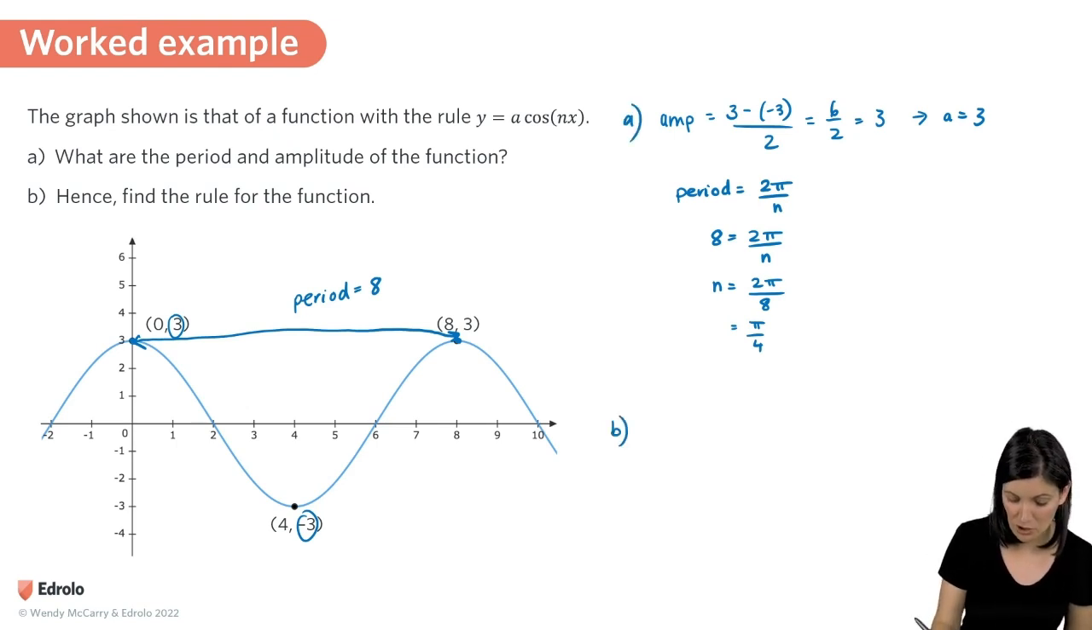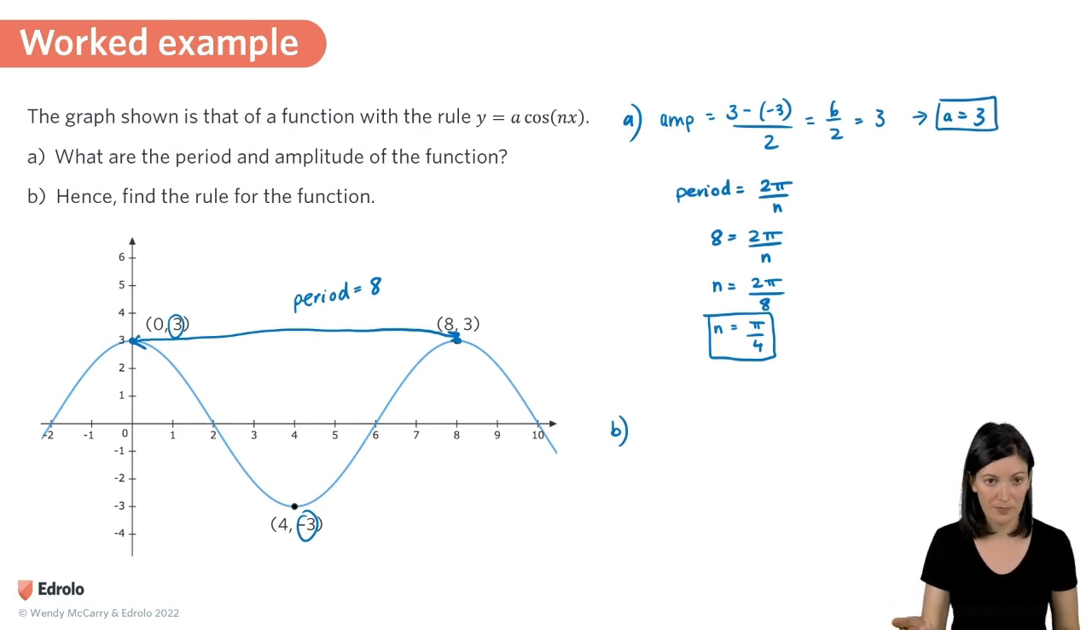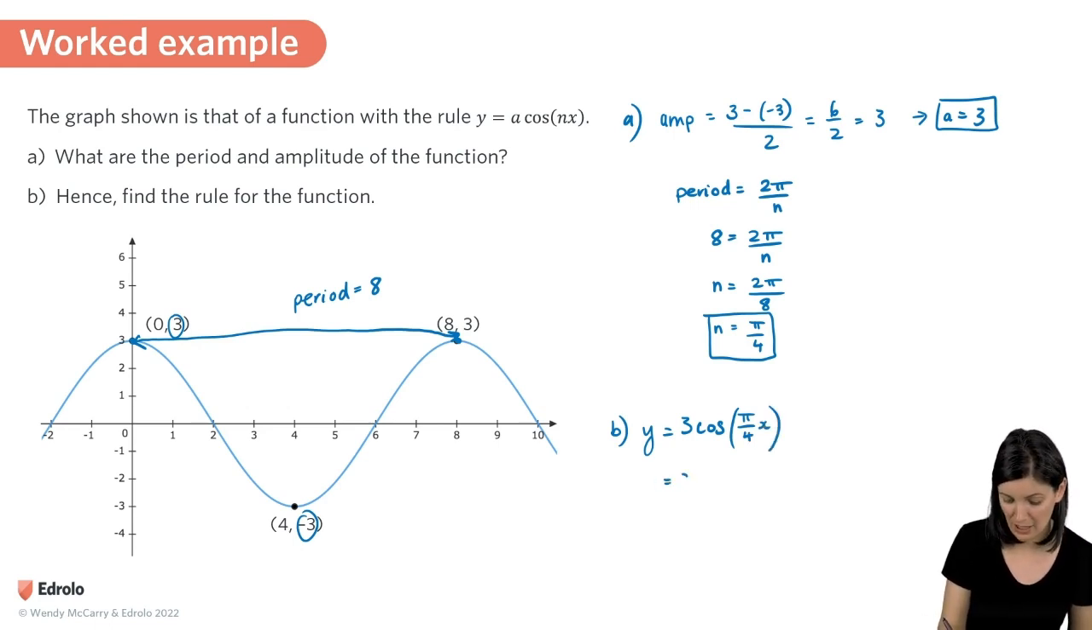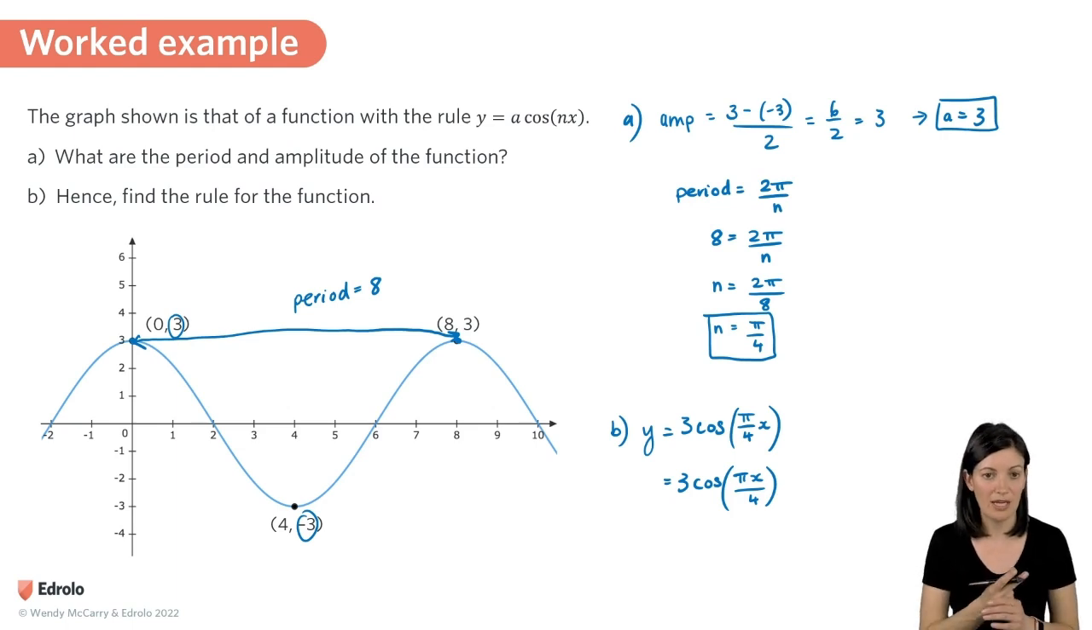So now I'm just going to put in my values for n and for A into the rule. So the rule is y equals a, so a was 3, times cos of nx. n is pi on 4, times x. You might also see this written as 3 times cos of pi x over 4. They both mean the same thing. Either of those answers would be acceptable.